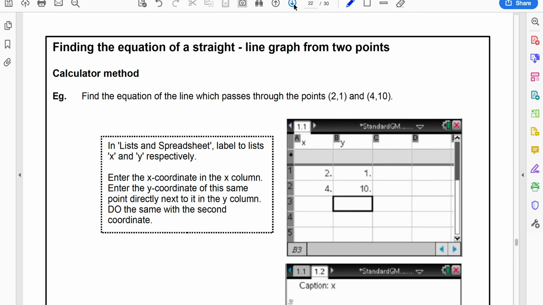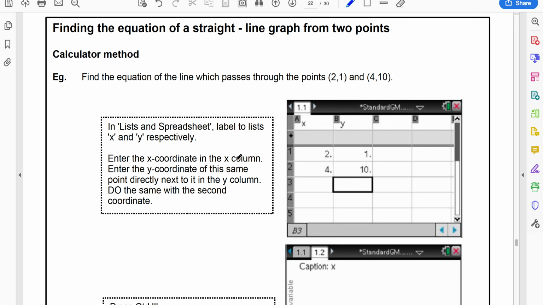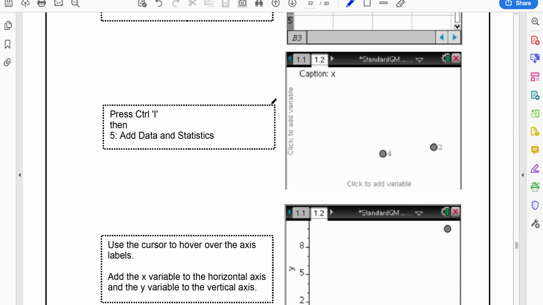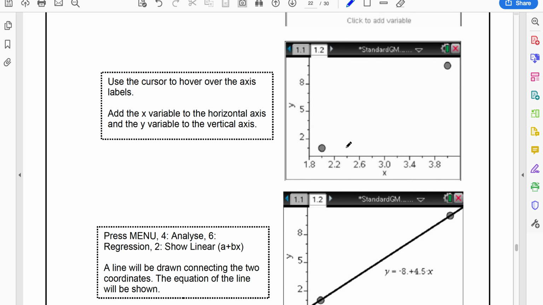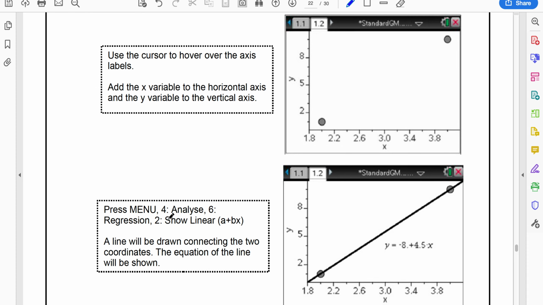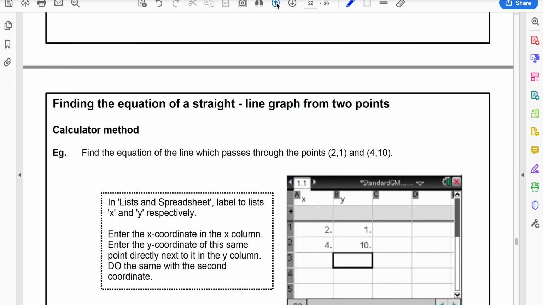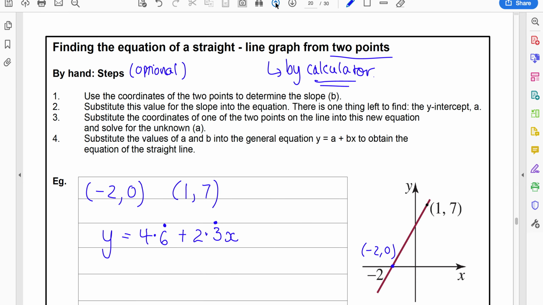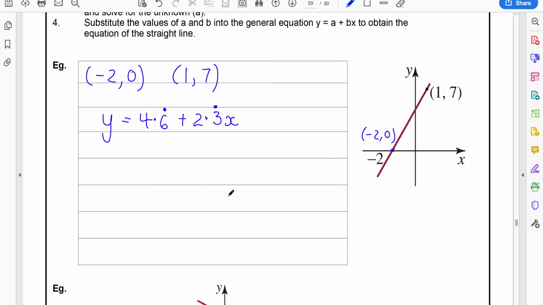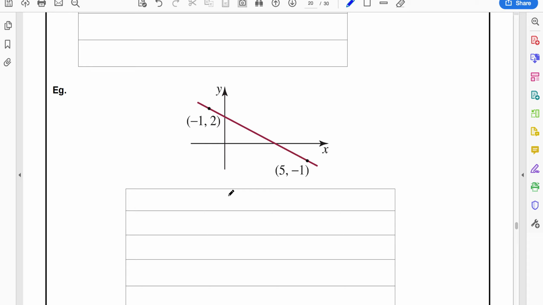So if you prefer the calculator method, that is what you should be using. Just to let you know as well, the steps that I just went through are just here. So you'll notice we've got entering the coordinates, getting into data and statistics, and then the buttons I pressed were menu, analyze, regression, show linear. It's menu 462 if you want a speedy way. I'll just show you the last few and show you how fast it is actually. Once you've got it all set up, you can just change these coordinates and then it will update your equation. So with this one here, I've got my 2 coordinates.